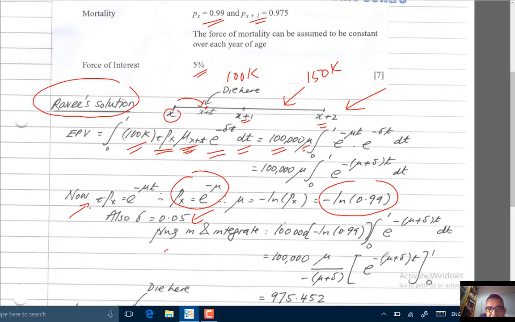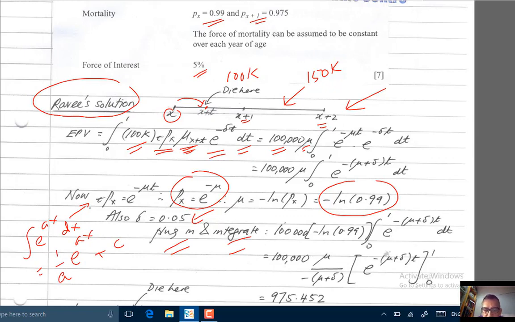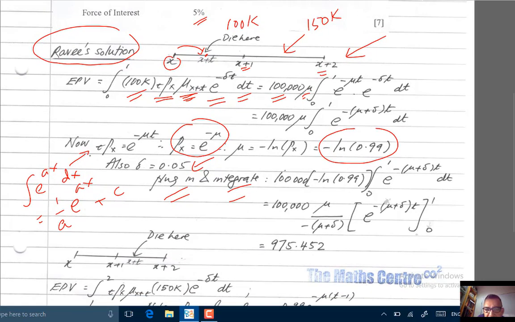Good. Now all we need to do is plug in the numbers, carry out the integration. That's what I've said here. Plug in and integrate. The integration is pretty easy. We are trying to integrate e to the power of ax dx. The formula that we have learned before, this will be 1 over a, e to the power of ax, plus c. Use that, plug in the limits 0 and 1, and you will get 975.452. Okay, that's the first part.